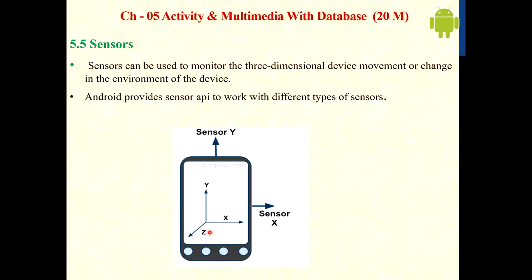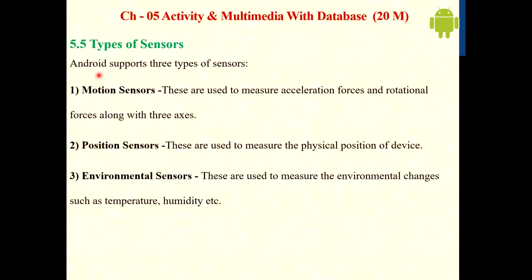So this is one diagram here. There are three axes, X, Y and Z. In that, the movement is specified, or movement is captured by the sensors. Okay, so let's see the types of sensor.